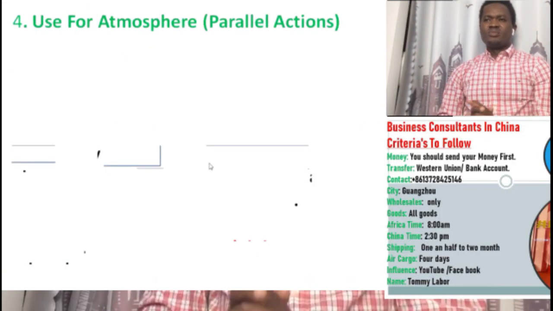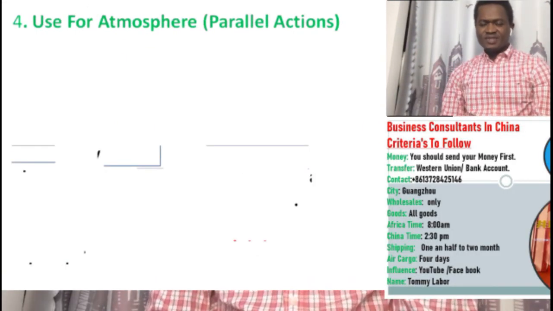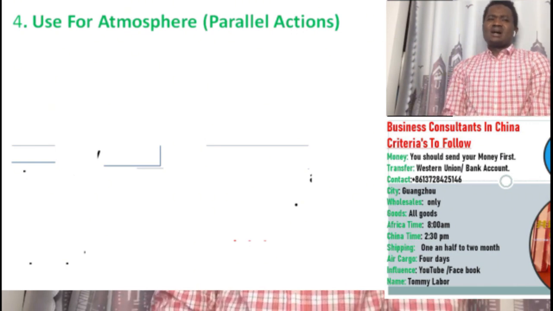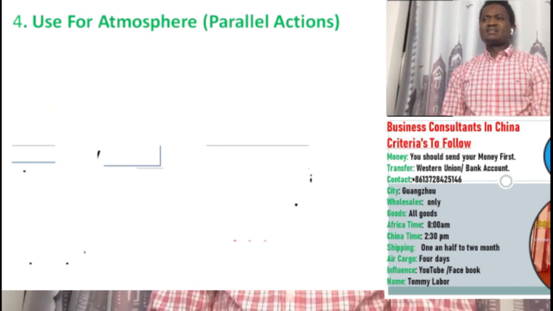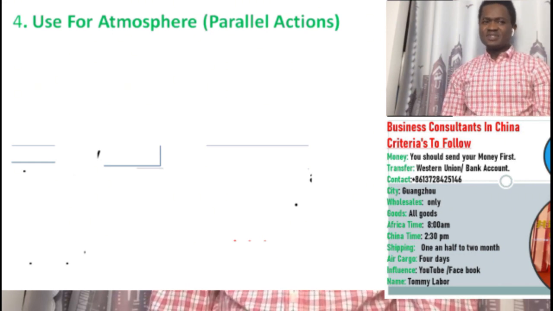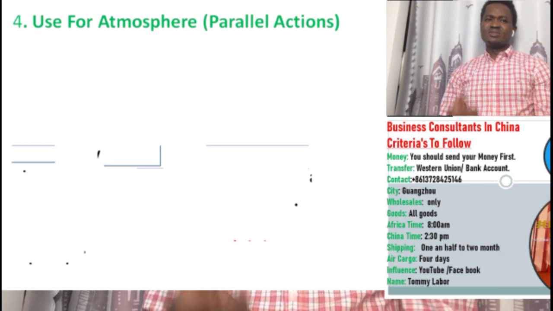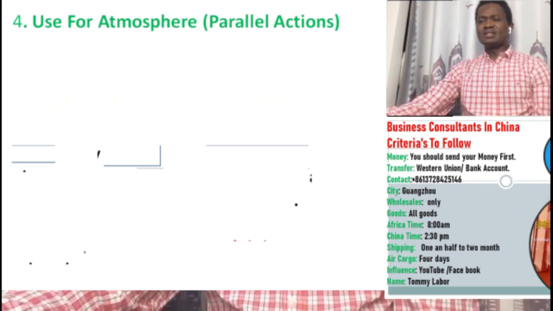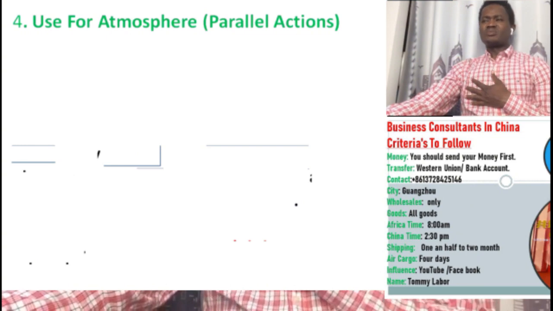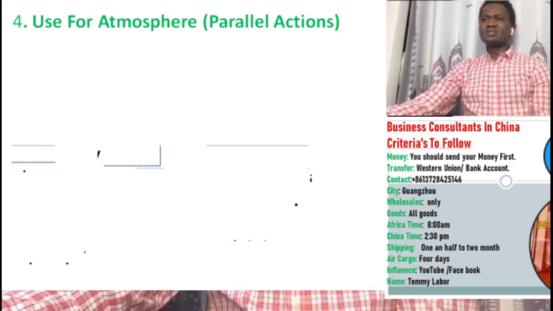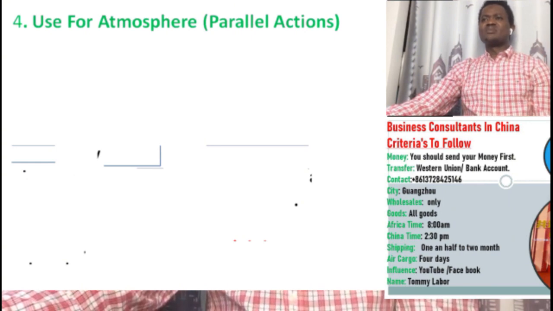All right. Number 4: use for atmosphere parallel action. We use this parallel action to talk about atmosphere, like giving a statement. For example, if you went to the police, they asked you to give a statement about something that was going on in the past. A lot of people want to listen to statements when something has happened in the past. All right. Okay.